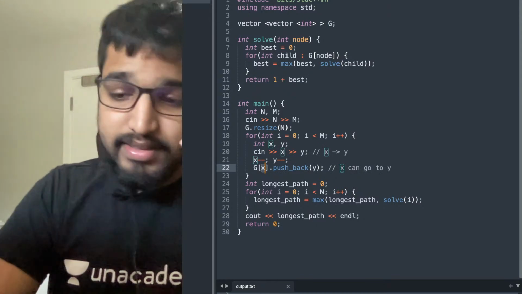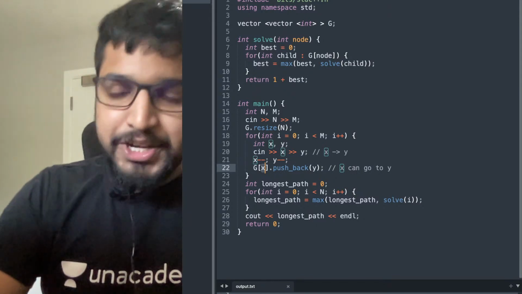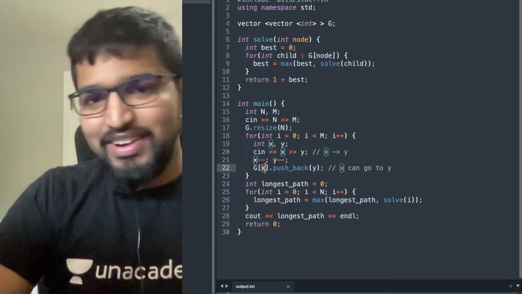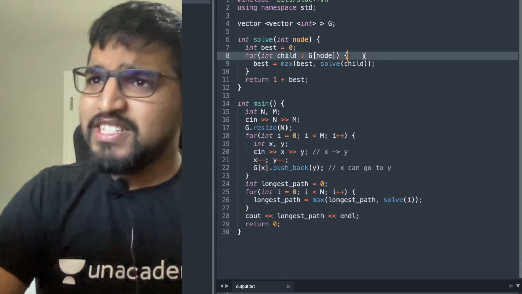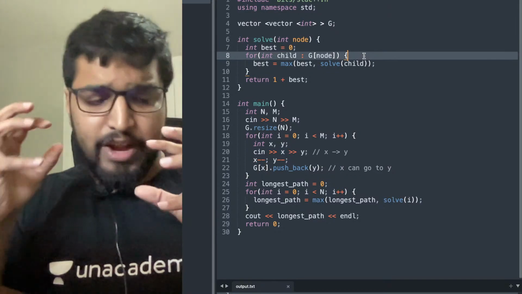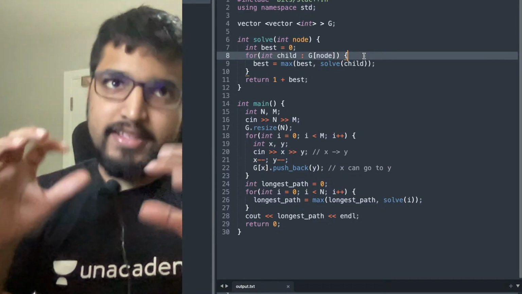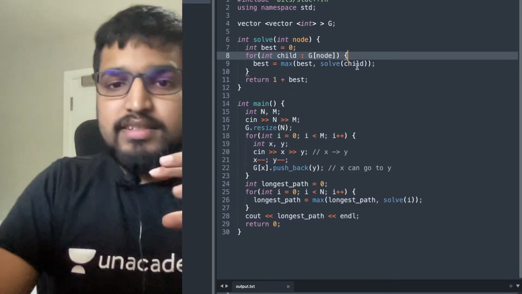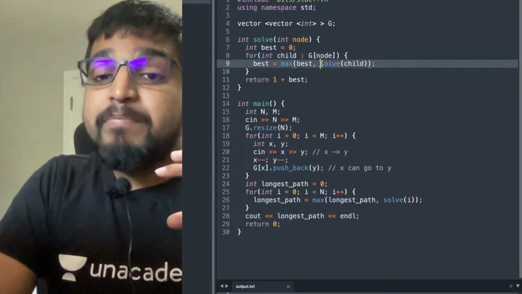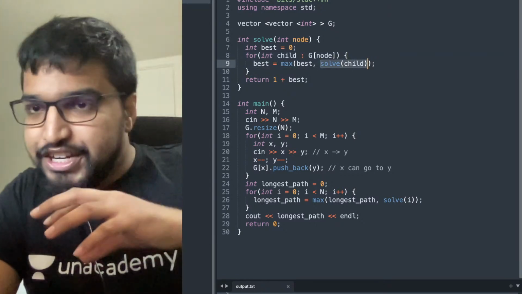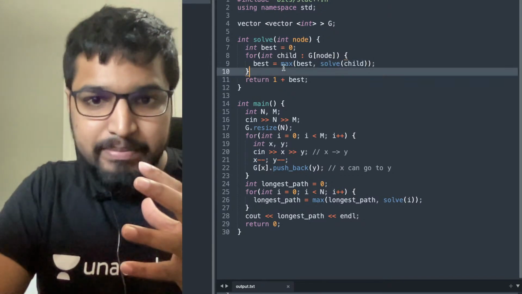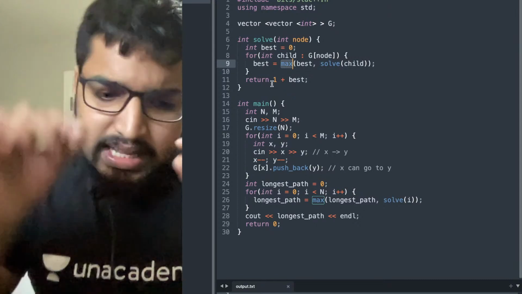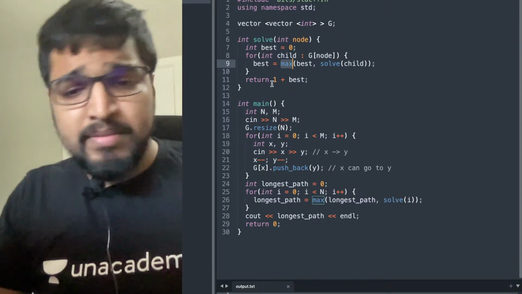All right. So from the node, you're iterating through all its children. Now you're seeing which is the best child that I can pick so that I can achieve the maximum path. So I'm taking the maximum of all paths of children, the child which will give me the maximum path, and then I'm returning, since now I can go to the child and that will give me the maximum path already.